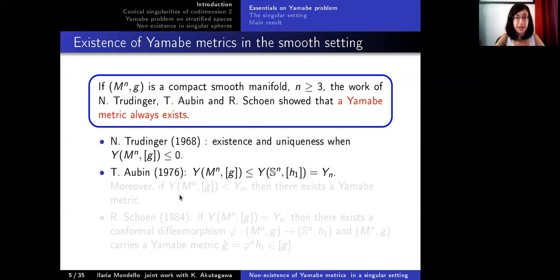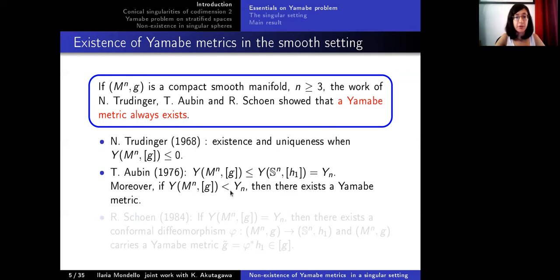So you get the Aubin inequality, and he also showed that when the inequality is strict, a Yamabe metric does exist. He also found some examples for which the strict inequality actually holds.